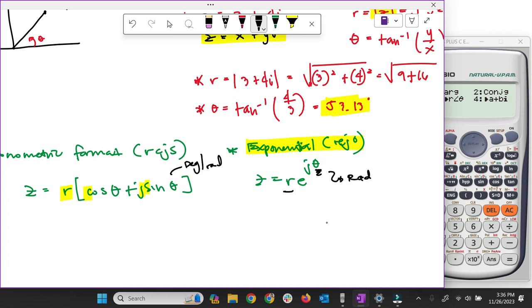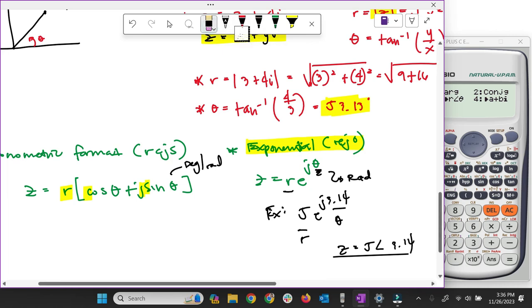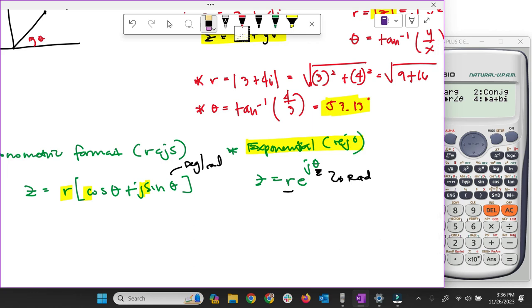So, madali ka mag-convert. Example, we have 5e raised to j 3.14. This is your R, this is your phase angle. So, i-convert mo siya to its polar form. Then, this would be 5 angle 3.14. O, yun na yun. Naka-polar na siya. Diba? Ganun na. So, basta naka-exponential, you convert it first to its polar counterpart. Okay. Ayan. Sige.